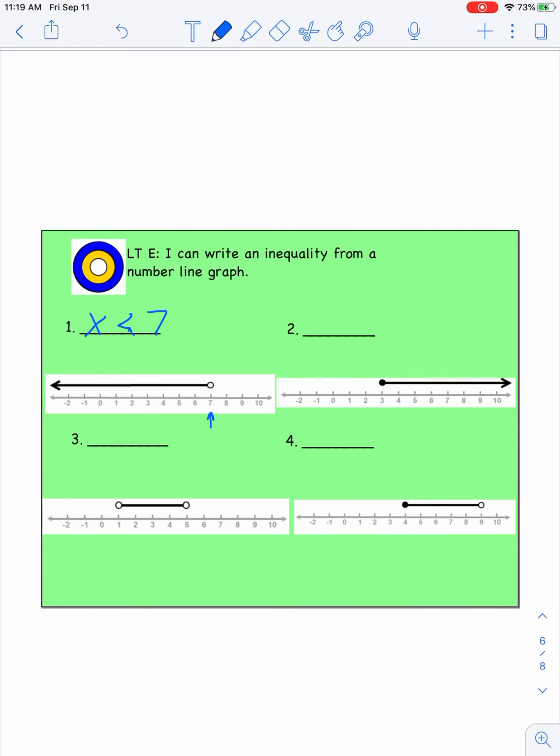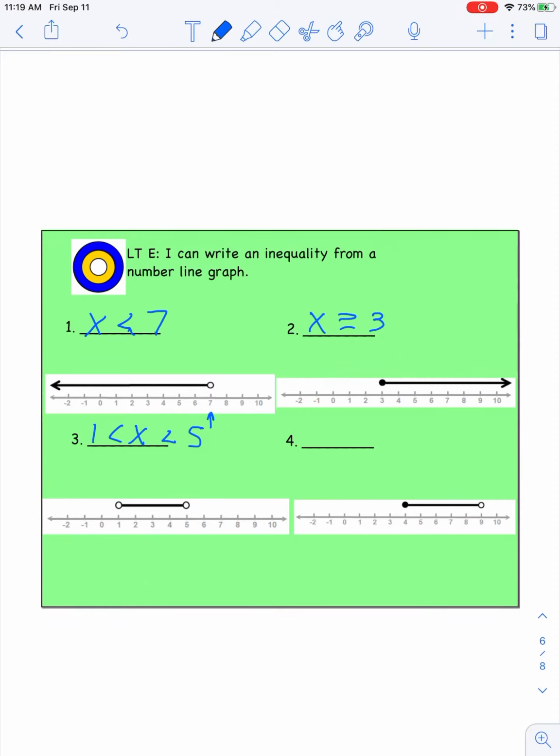I'm going to have you try number 2 and 3 on your own, and then pause the video, and when you're done, turn it back on to see if you've done it correctly. So for number 2, you should have x is greater than or equal to 3. And for number 3, you should have x is greater than 1 and less than 5.